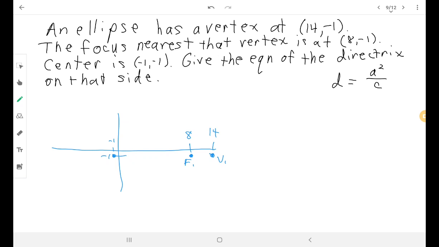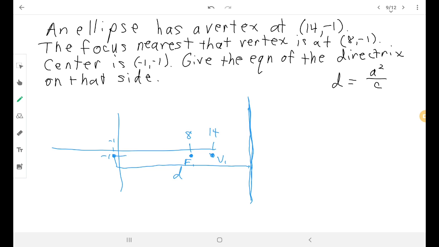So give the equation of the directrix on that side. So there's the directrix line, always beyond the vertex, right? And as a reminder, the directrix distance from the center is a squared over c. So I need that distance right there.